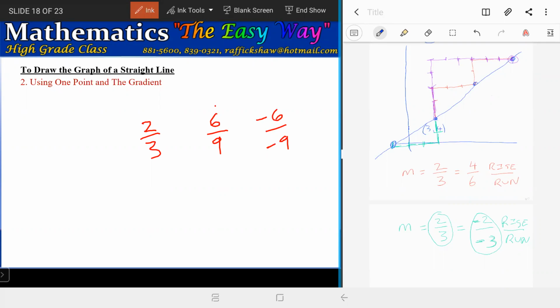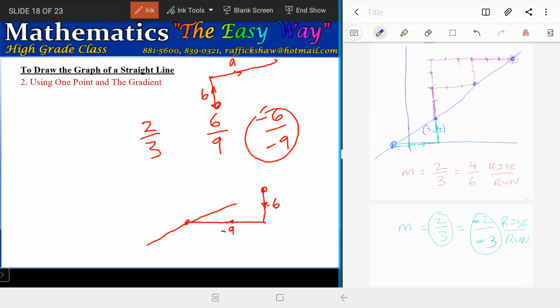So this one will take me up and across, up 6 and across 9, from one point to get to another point up here. But this one, if I start here, it's going to take me down 6 and back 9, to get to another point, and I can draw my line like that. And this one, I draw my line like that. So that's the power of gradient. Remember, gradient is rise over run from one point to another point.